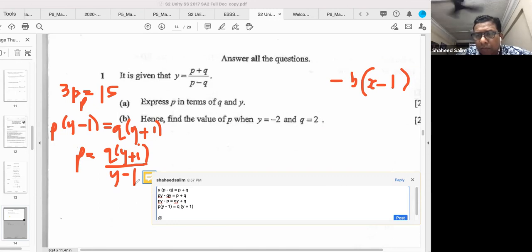How? Okay, maybe we have to practice more lah. We have to practice more for the paper 2.